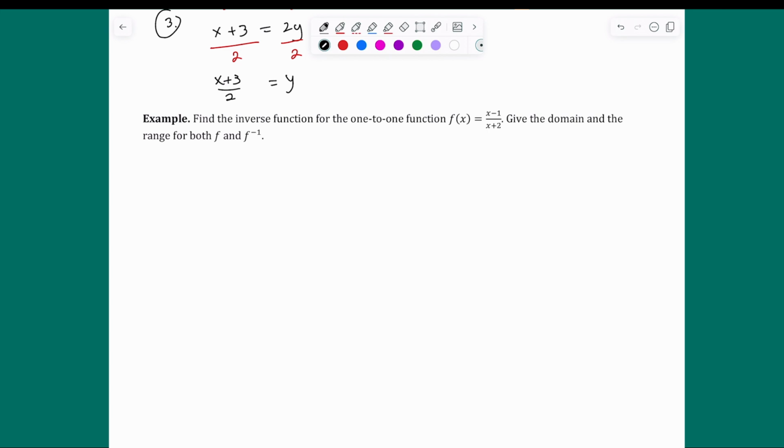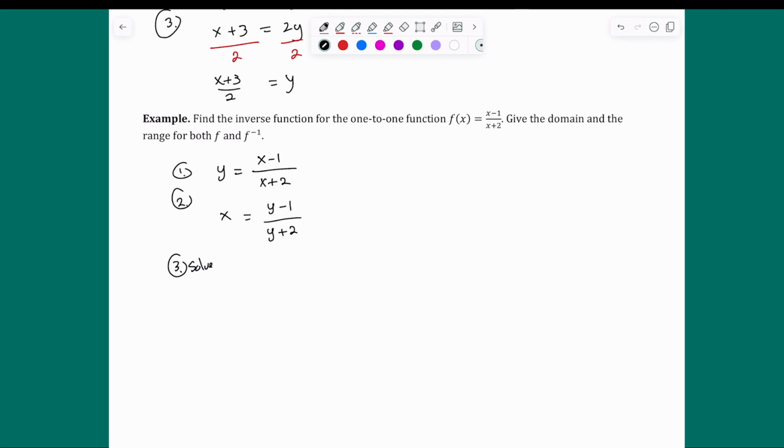All right, so step 1, f of x is y, replace f of x with y. So we have y equals x minus 1 over x plus 2. Step 2, interchange x and y. So we have x equals y minus 1 over y plus 2. And then step 3, let's solve for y.